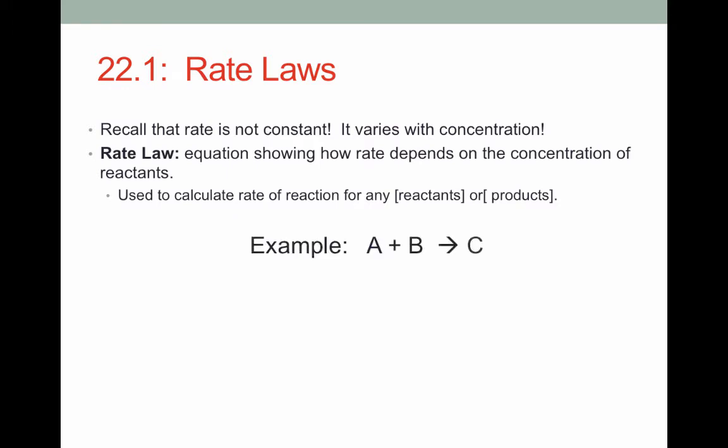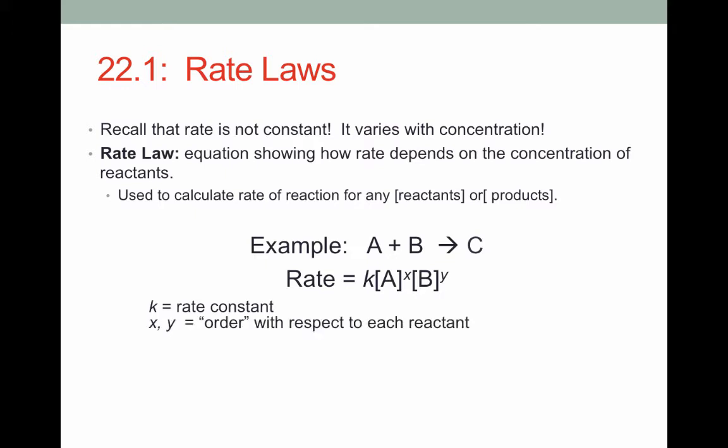For example, if we have a reaction of A plus B yielding C, we might have a rate law that looks something like this. Rate laws will always have this form. The variables in this rate law are as follows. K is the rate constant. X and Y refer to the order of the reaction with respect to each reactant. The order tells us how the concentration of each reactant affects the rate.